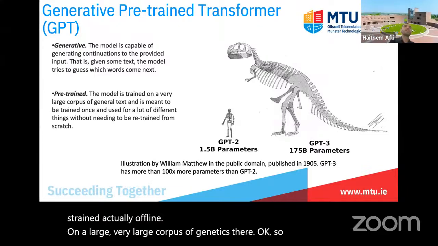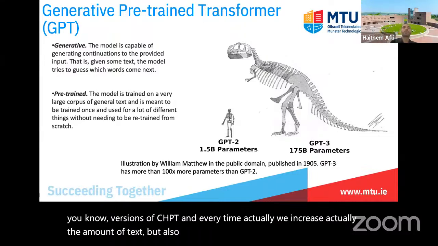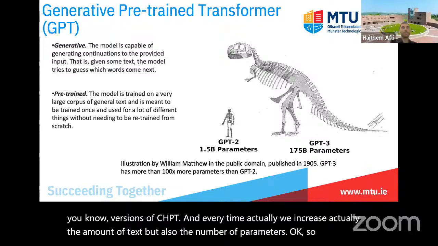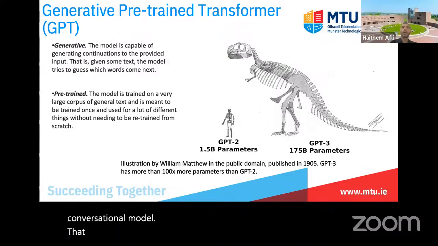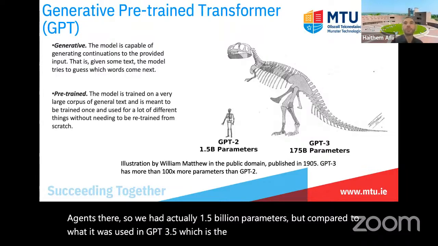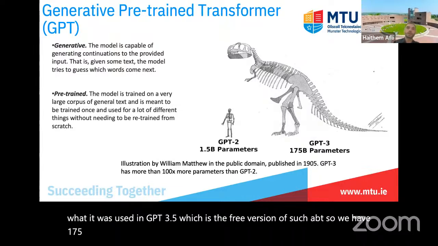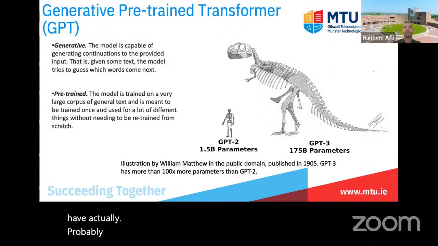We had different versions of ChatGPT, and every time we increased the amount of text, but also the number of parameters. So GPT-2, which was one of the models used in conversational agents, had 1.5 billion parameters. But compared to what was used in GPT 3.5, the free version of ChatGPT, which has 175 billion parameters. In GPT-4 and the new one, 5, and so on, we have larger models, probably around a trillion parameters, or more.